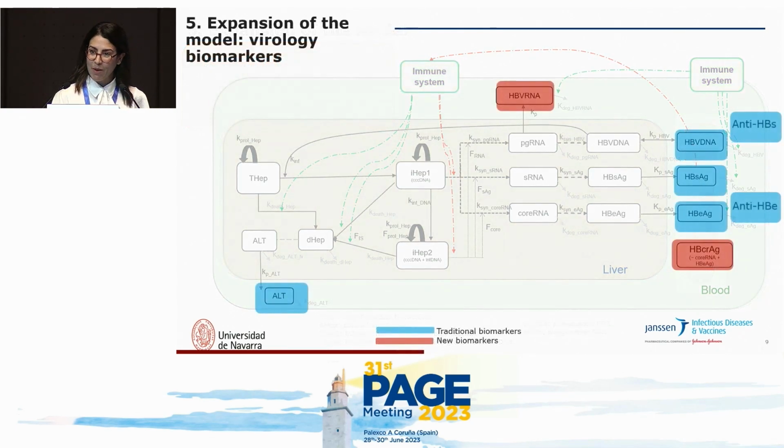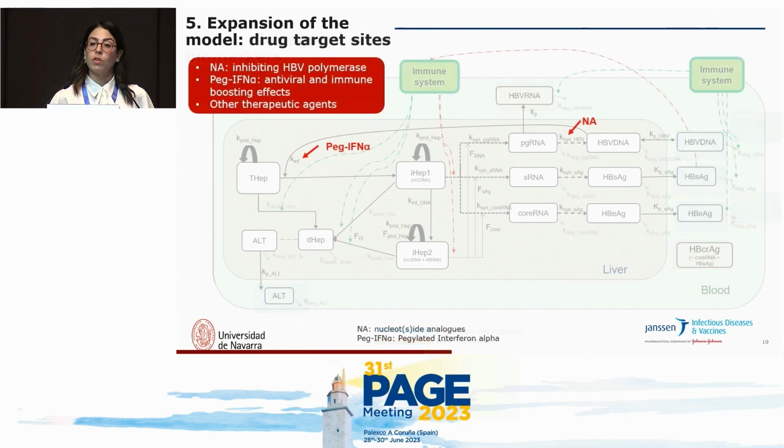So here, as a recap, I show you all the traditional and new biomarkers that I commented on previously in the model structure. This model structure also provides the drug target sites to potentially evaluate the effect of different therapies, such as the standard of care therapies, nucleotide analogs, on their specific target sites, the HBV polymerase, and the inhibition of retrotranscription, but also provides a framework to evaluate combination of therapies and different approaches.